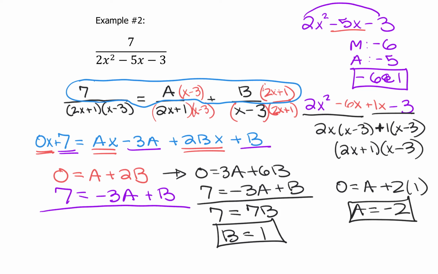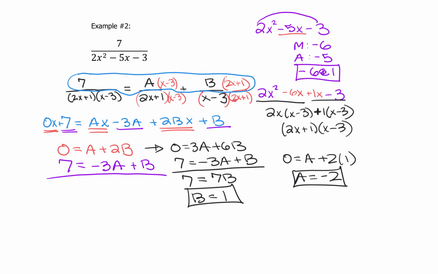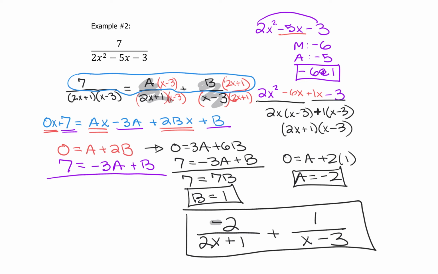Okay, once you have found those a and b values, you are not completely done yet, though. We do want to make sure that we are providing our final answer. So we're saying that our decomposition here, which was our a value over 2x plus 1, and our b value over x minus 3, and make sure that we've got them corresponding back to whatever we had originally here. So we had a over the 2x plus 1 denominator, so that'll be negative 2. And then our b value, which was 1, over x minus 3. And that is partial fraction decomposition.